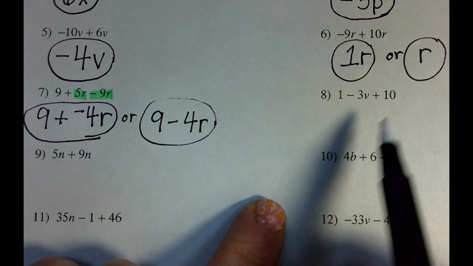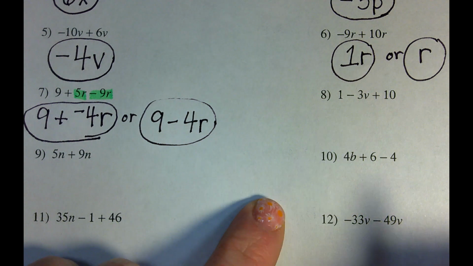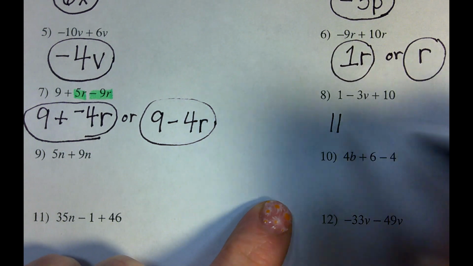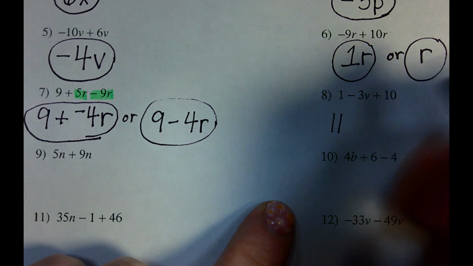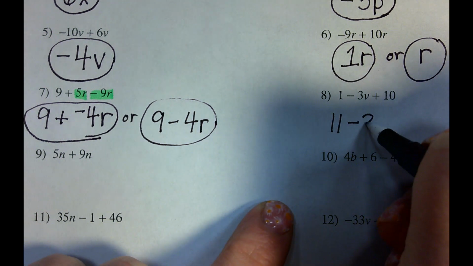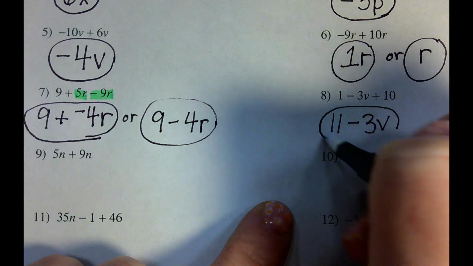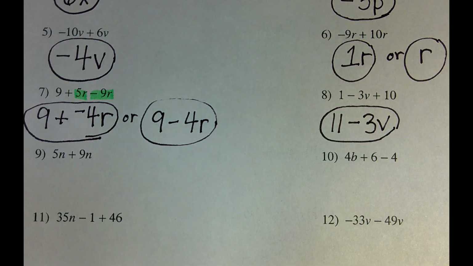Okay. Let's look at number 8. 11. Yes. 1 and 10 go together to make 11. And then bring down the minus 3v. 11 minus 3v. Very good. And again, stop me if you have questions. Stop me if you're not sure how we got an answer. I want you to understand.